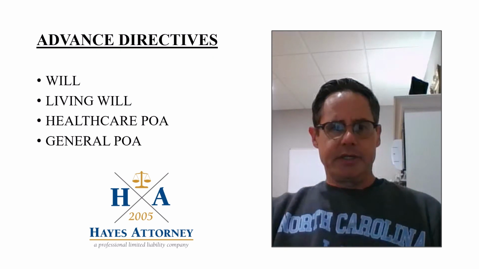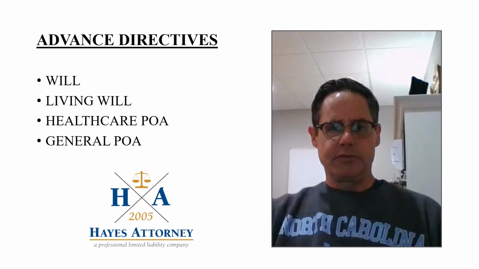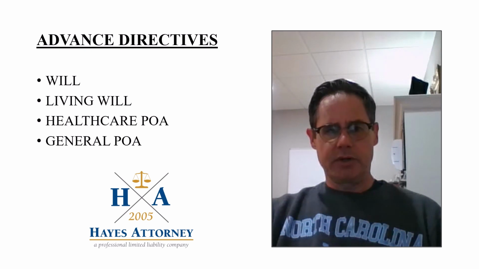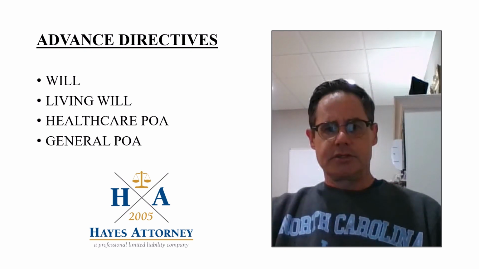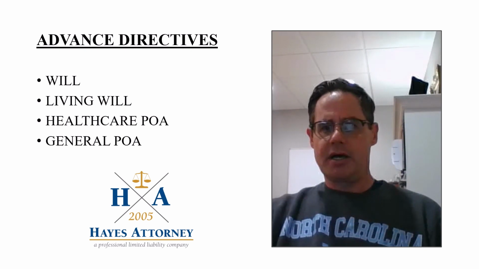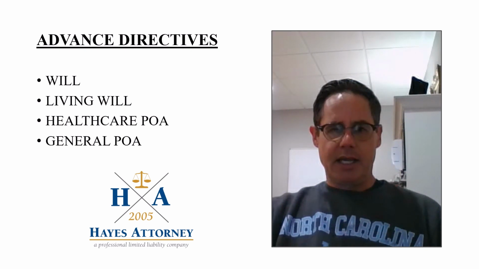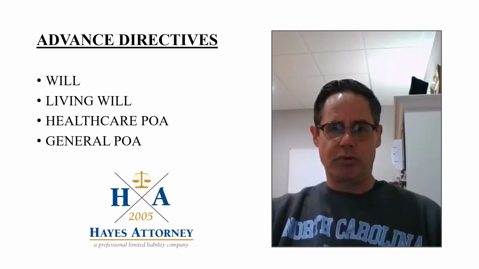So with every basic, advanced, or estate planning, you're going to hear the typical advanced directives being talked about. There are four of those: the will, living will, healthcare power of attorney, and the general power of attorney. Briefly, the will is a document which only takes effect upon someone's death, and it basically directs who you want to carry out your estate and how or where you want your property to go.